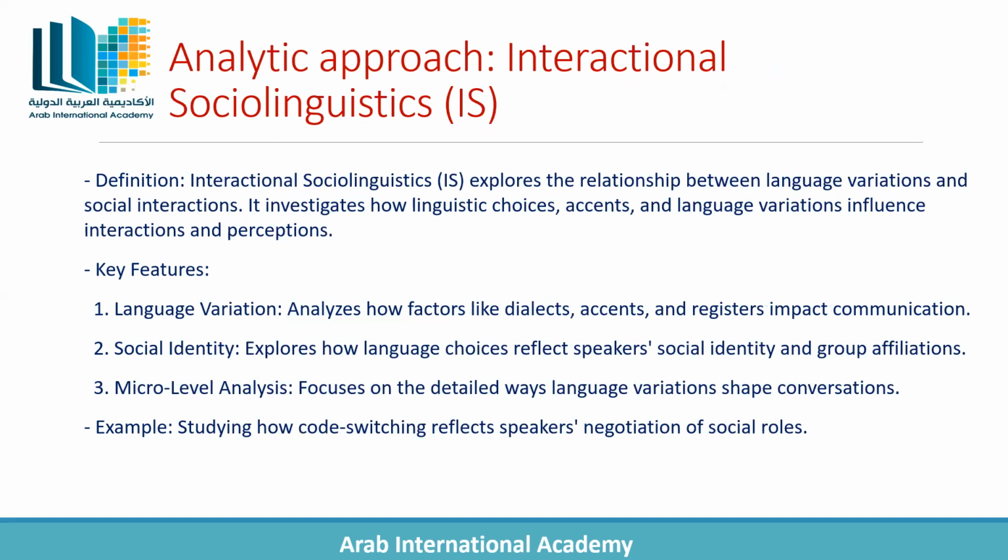The final approach is the interactional sociolinguistic, IS. Think of IS as a detective of social tone. It dives into how the choices we make in our language, like accent, dialects, and even word choices, impact the way we interact with others. So IS takes language and twists it, revealing how different aspects like accent, dialects, and even how formal or casual we speak impact our conversation. It's like seeing how our words carry shades of meaning.